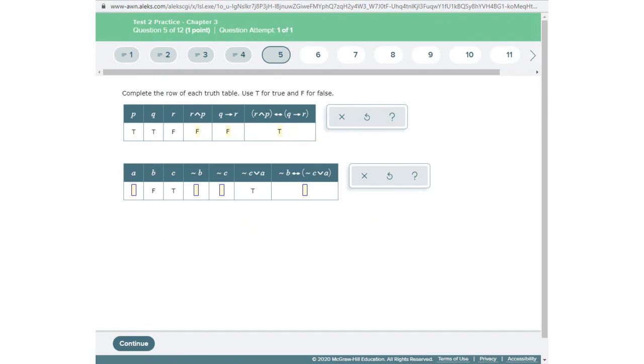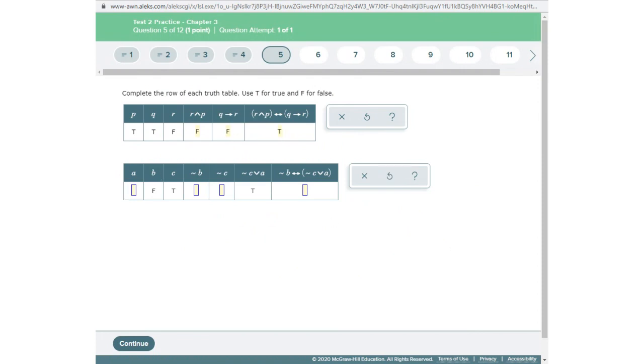All right, so any questions? All right, so let's look at the next one. The next one is kind of filling them out as you go across.